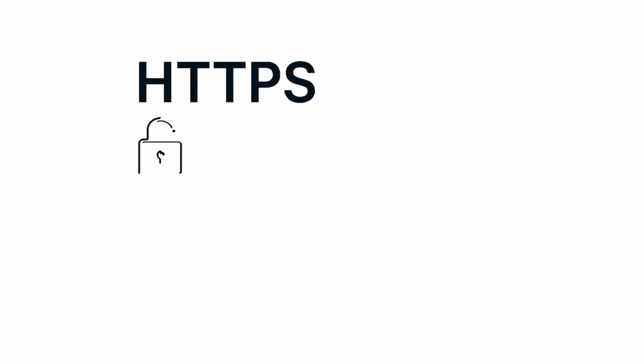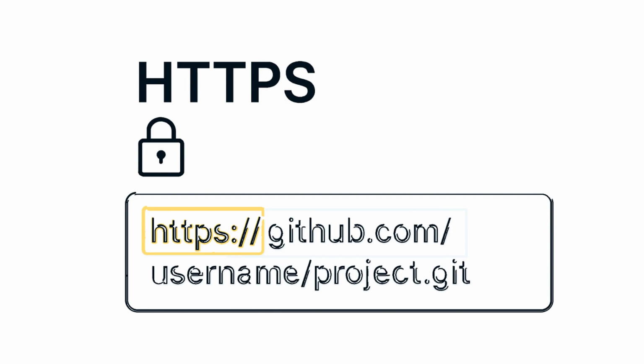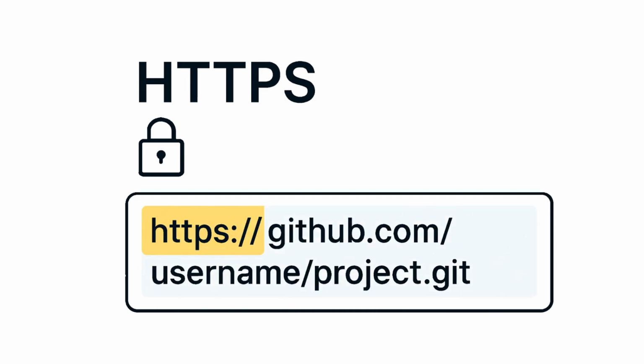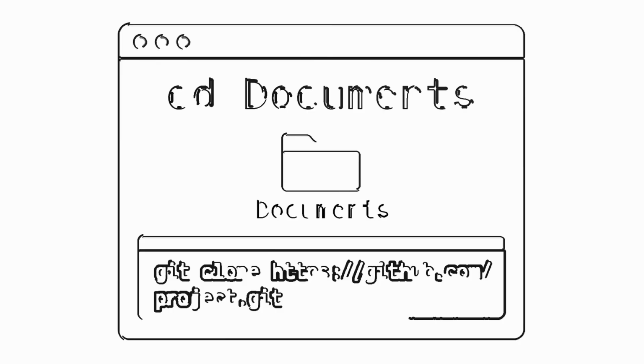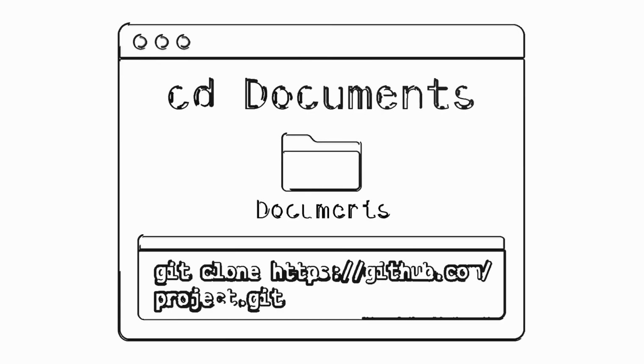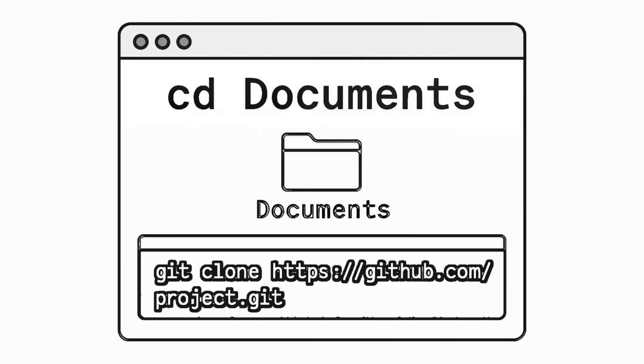There are usually two common types of URLs, HTTPS and SSH. If you're new, HTTPS is the simplest. It looks like https://github.com/username/project.git. Now, in your terminal, go to the folder where you want the project to live.